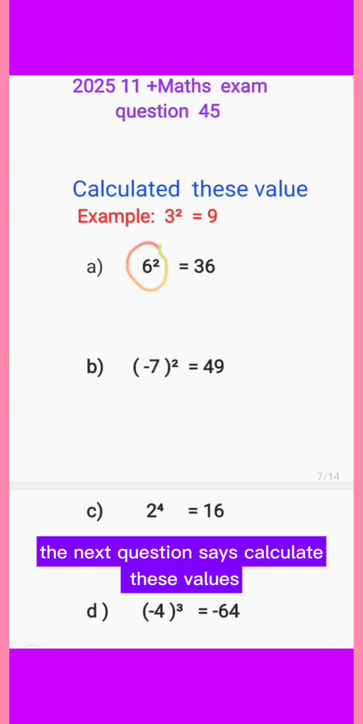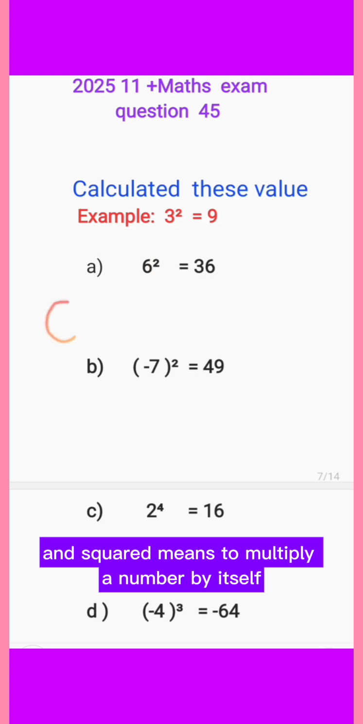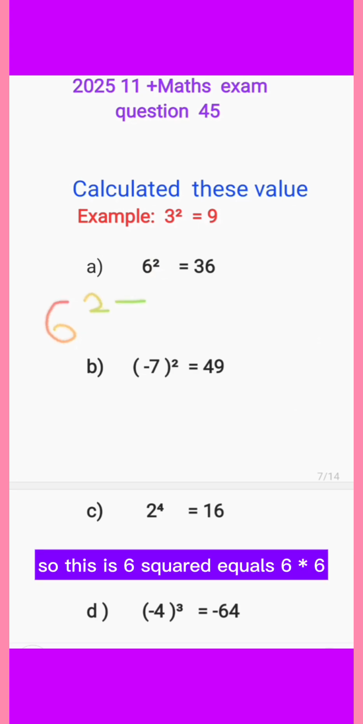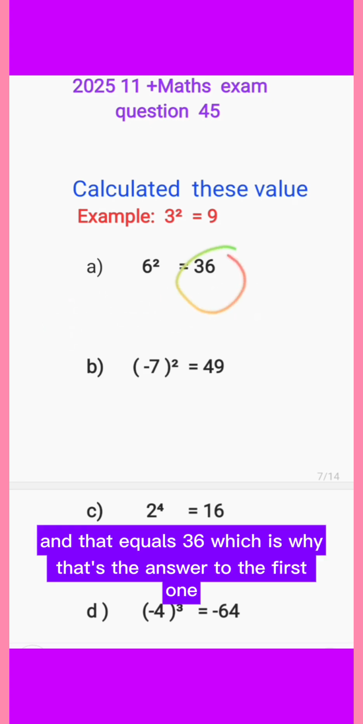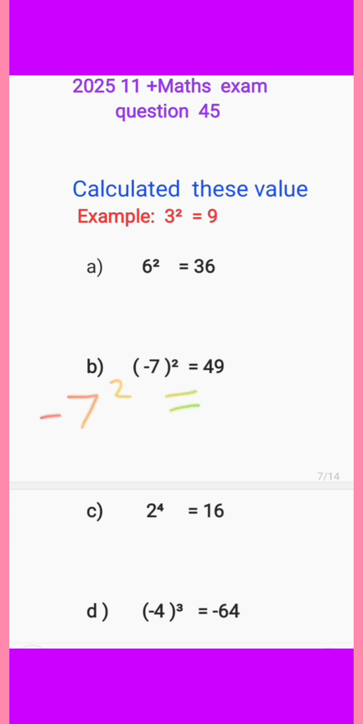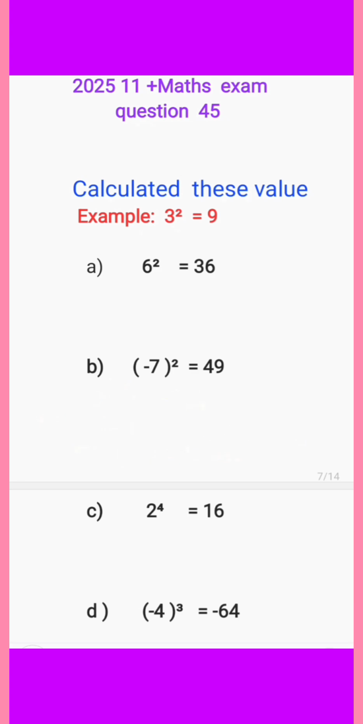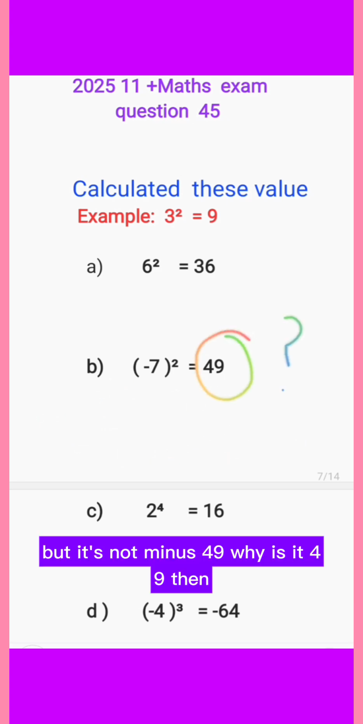The next question says, calculate these values. So, the first value is 6 squared, and squared means to multiply a number by itself. So this is 6 squared equals 6 times 6, and that's equal to 36, which is why that's the answer to the first one. So the next question is minus 7 squared, which is equal to minus 7 times minus 7. But it's not minus 49.